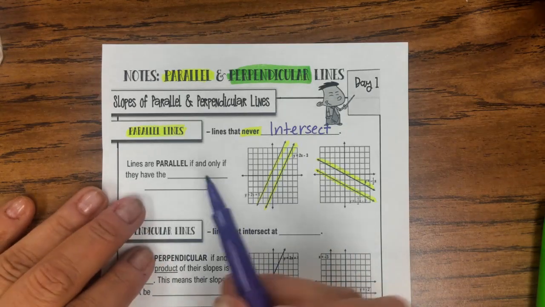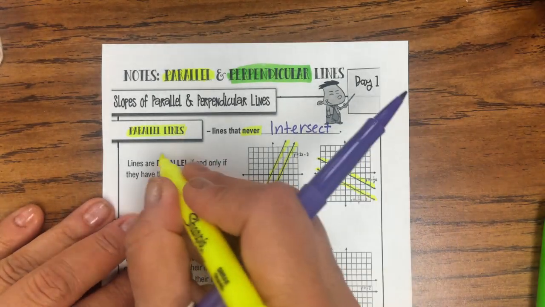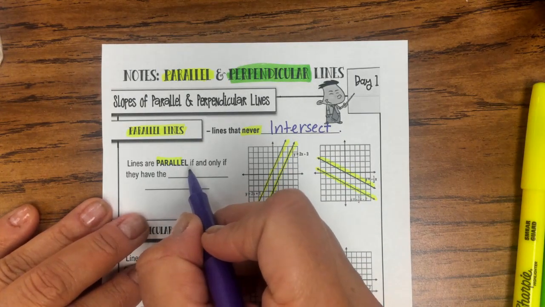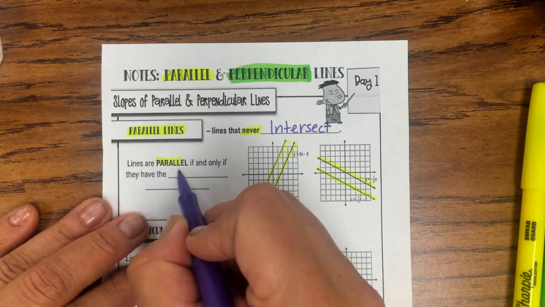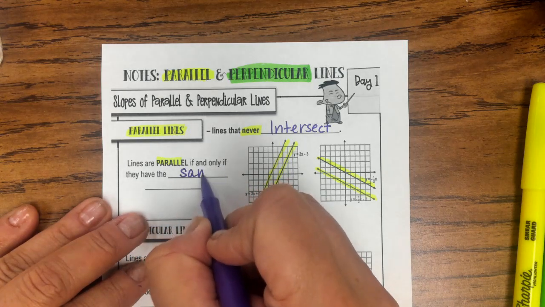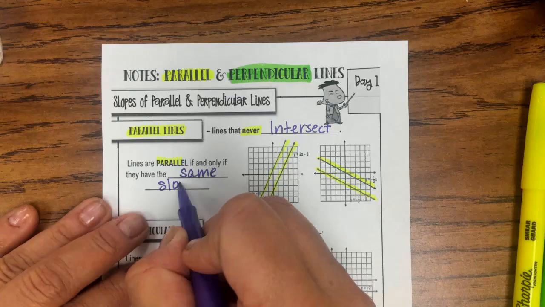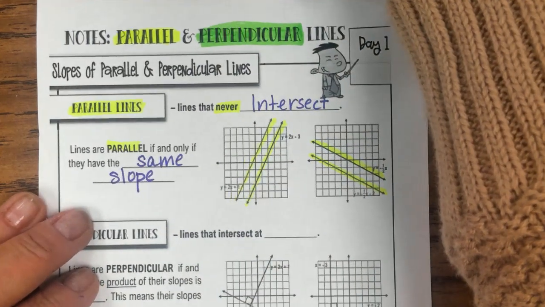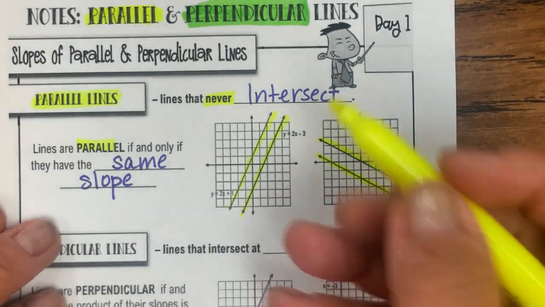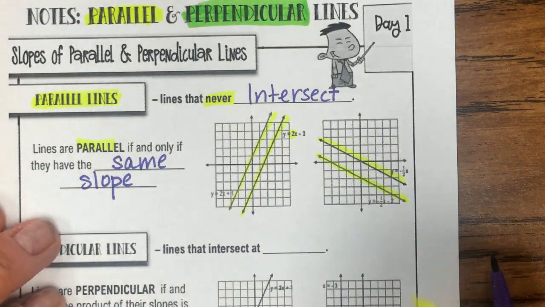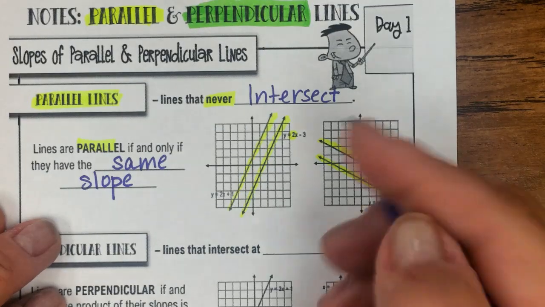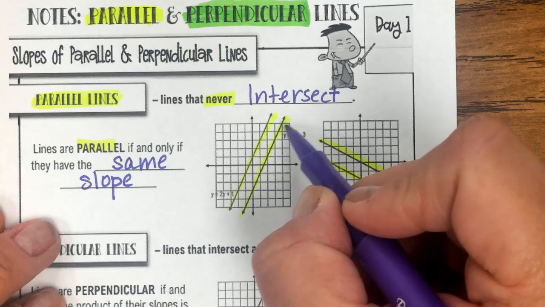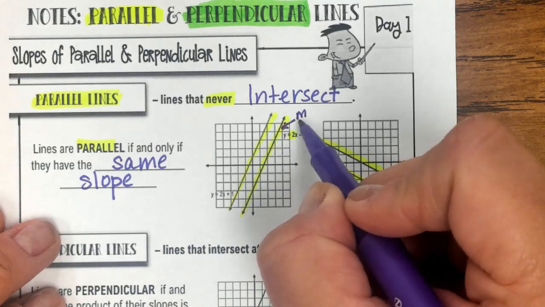So what is special about parallel lines is that parallel lines are only parallel if and only if they have the same slope. So we're going to go look at the slopes. I know this is pretty tiny. Let me see if I can get closer. But if you look at the equation, it says that y equals 2x. So if this is y equals 2x, that means that my slope equals 2.